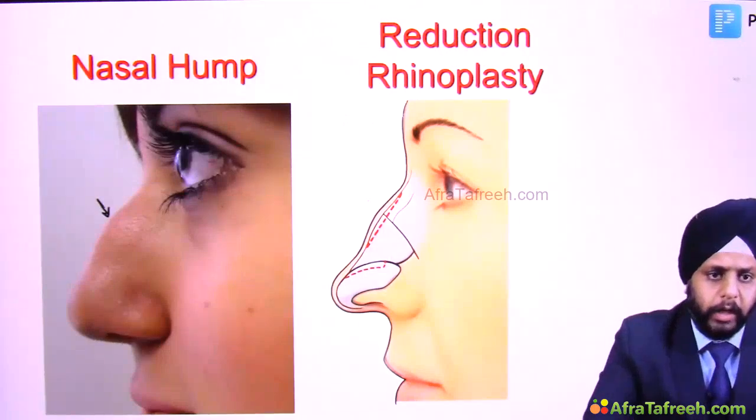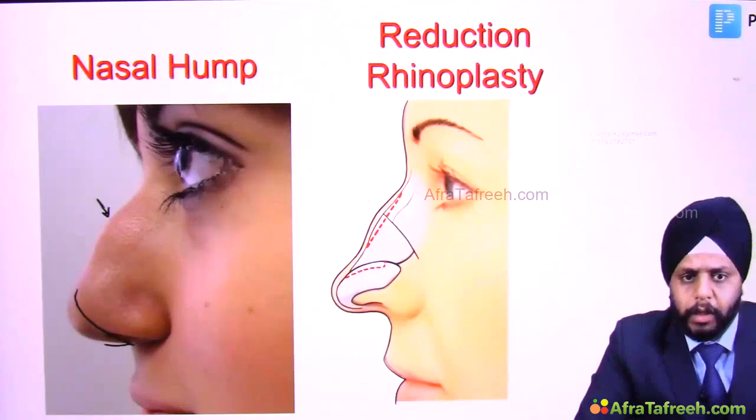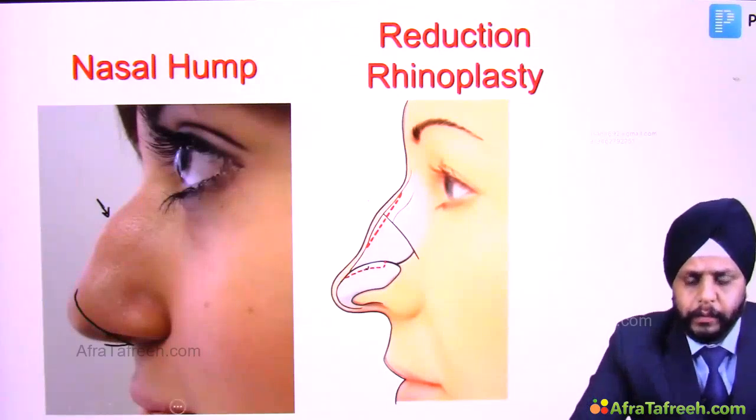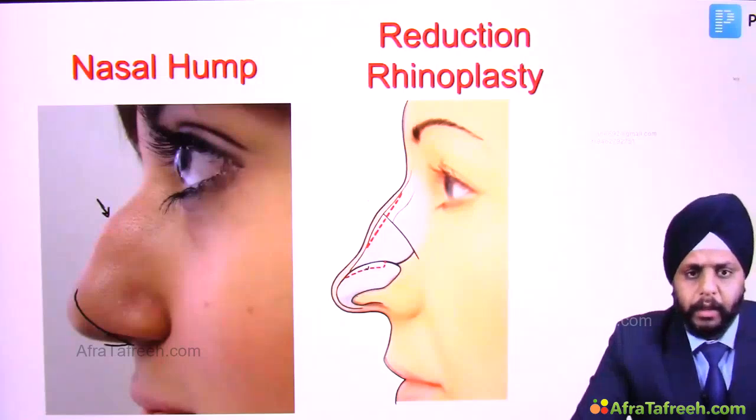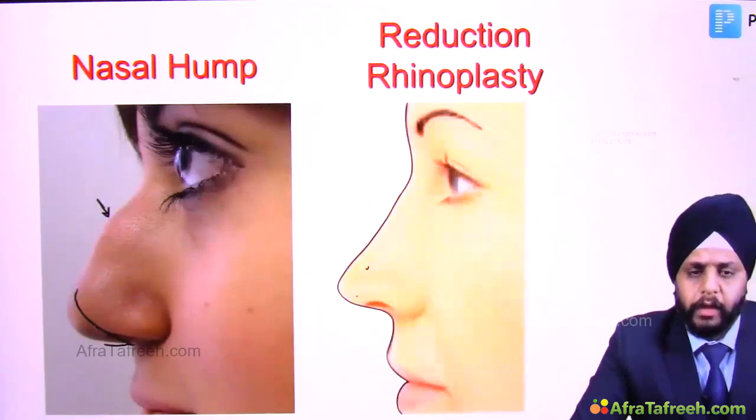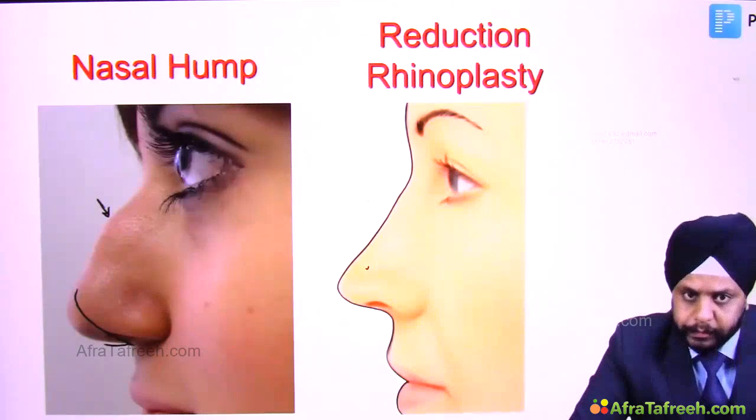Okay, you see the tip is also a little bent down. Because of this, the tip should be like this. So we can also take out a part of the lower lateral cartilage and we can lift up the tip, right? So that's known as reduction rhinoplasty.